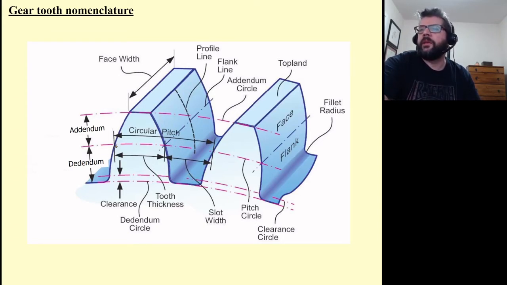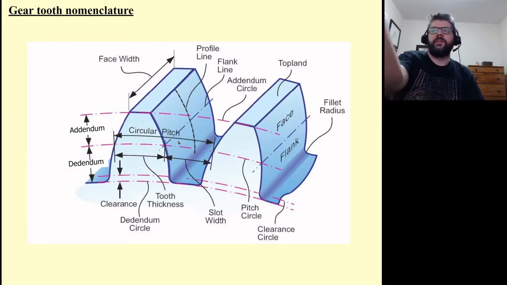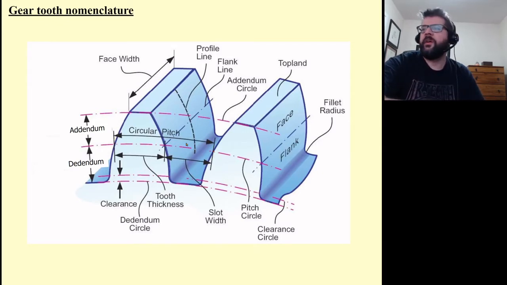So we've got the tooth thickness. We've got the slot width as well. The diameter of the pitch circle is going to be quite important, and then the circular pitch, that's the distance from one tooth to the next tooth when measured from points on the pitch circle.